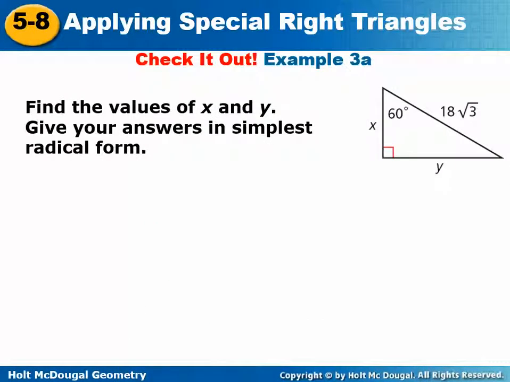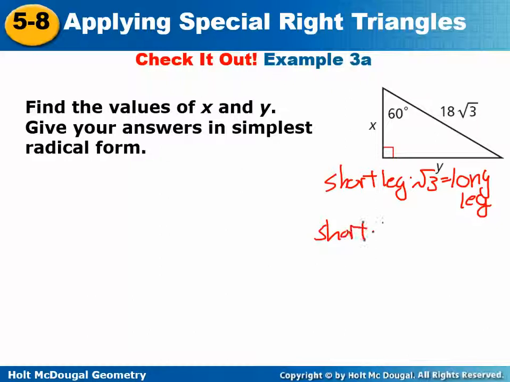So as long as you keep your relationships straight for the 30, 60, 90, here they are again. The short leg times the square root of 3 equals the long leg. Put these in your notes. And the short leg times 2 equals the hypotenuse. Okay, those are the two things you need to remember.